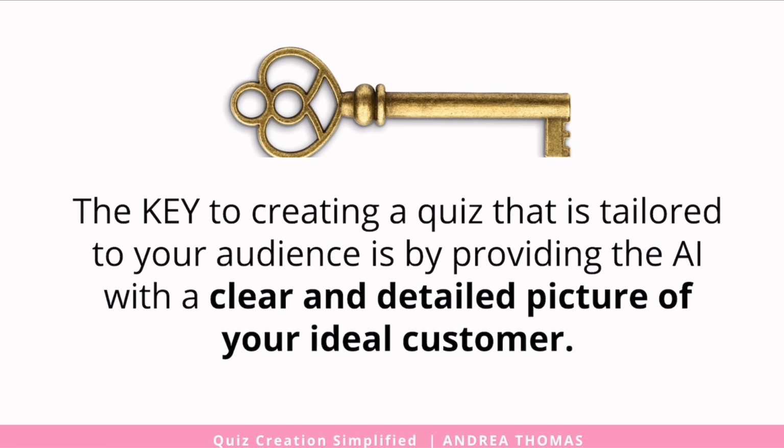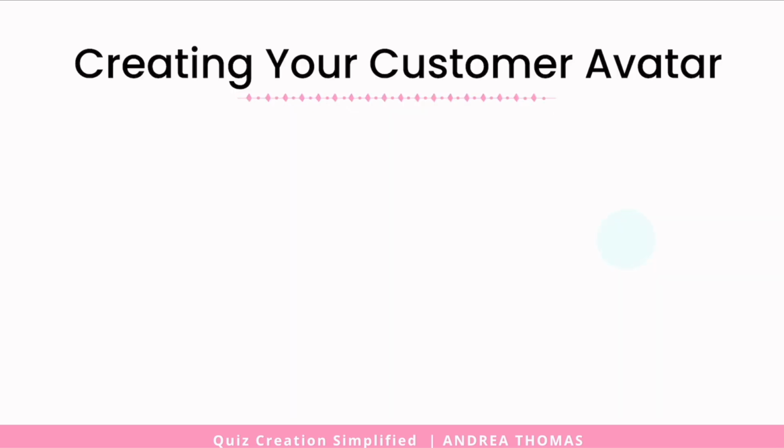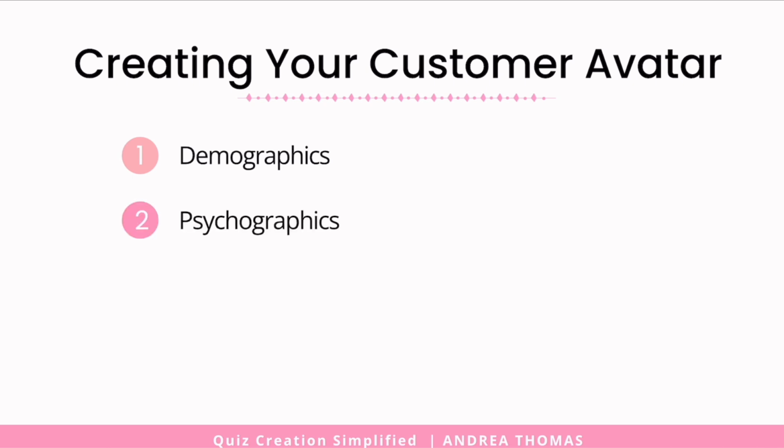So I will tell you the key to creating a quiz that is tailored to your audience is by providing the AI with a clear and detailed picture of your ideal customer. Having this information is super important, as it will help to ensure the content the AI generates is personalized to your ideal customer. If you don't already have a detailed customer avatar profile, you'll need to create one. And I'm just going to briefly go over the basic details that you should include when creating your customer avatar. First, you want to include the demographics, like their age, gender, location, income level, education, etc. Next is the psychographics, like their personality, values, interests, and lifestyle, their pain points and challenges, and their goals and desires.